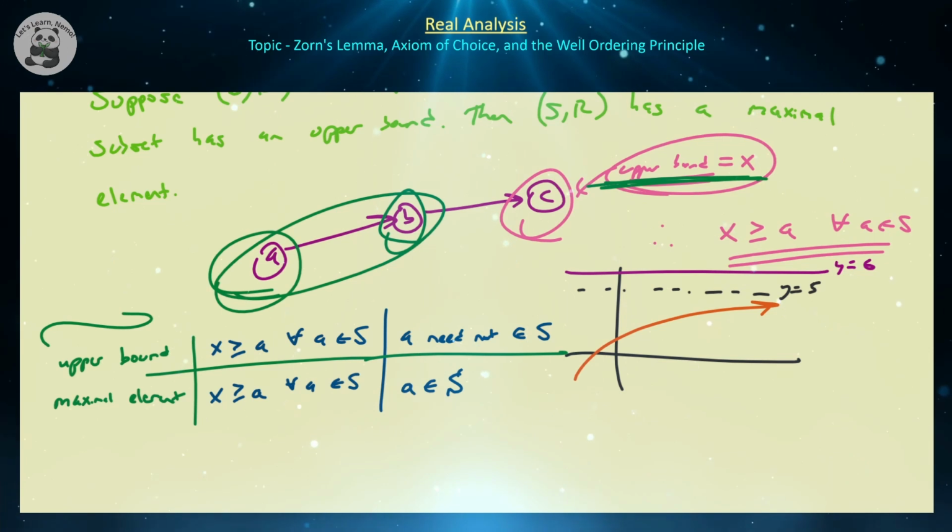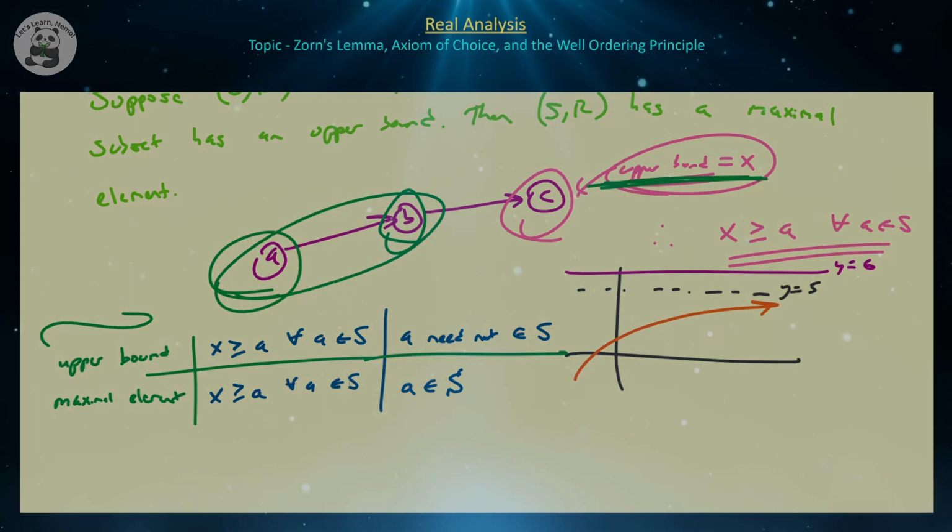So now that we have these particular things, in particular Zorn's lemma, the axiom of choice, and the well-ordering principle, now let us go ahead and prove that these three statements are indeed equivalent to each other.